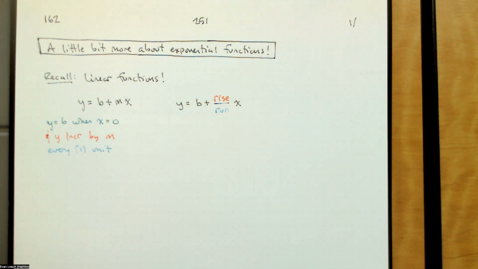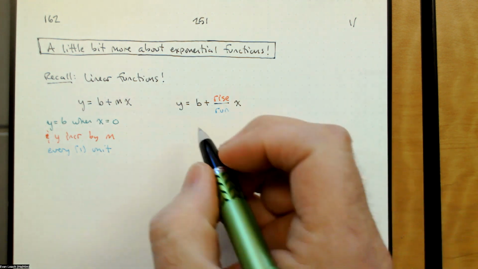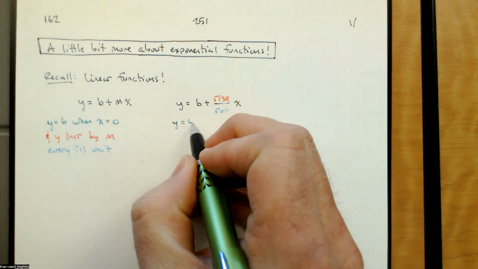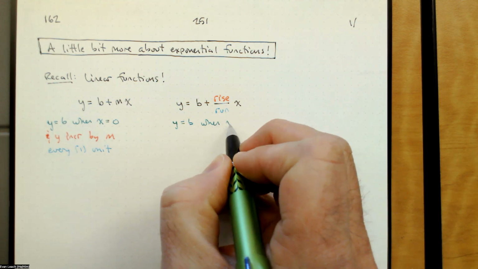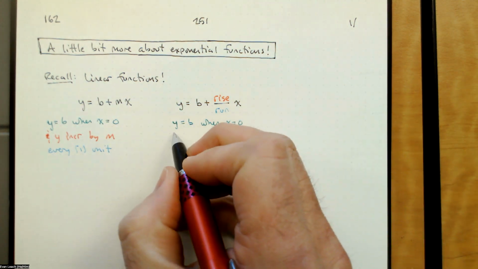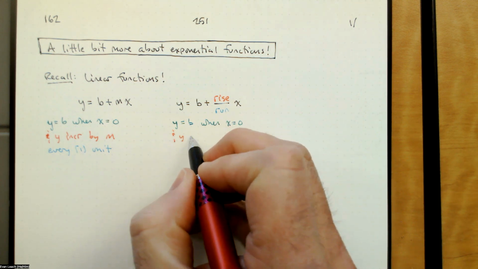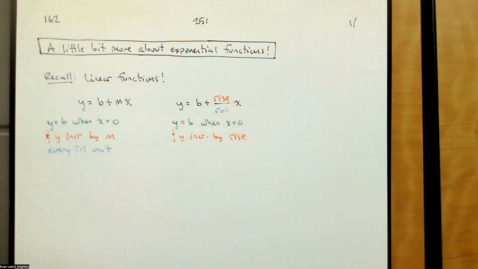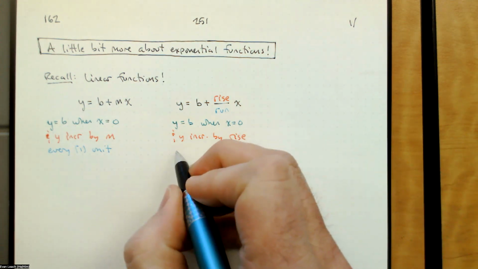We do know that slope is rise over run. So if we want to separate the rise and the run, for example, if you want a different run, like a table of values has a different run, we can set it up this way, where we say y equals b when x equals 0, and y increases by the rise every run units.